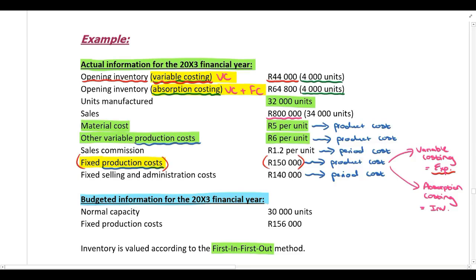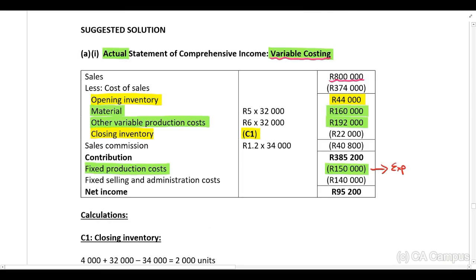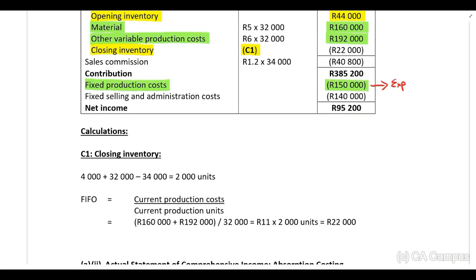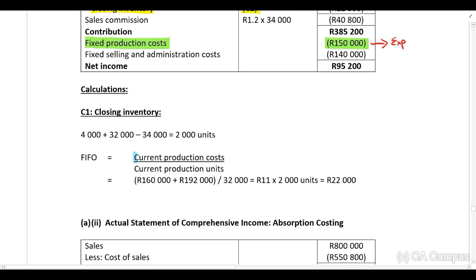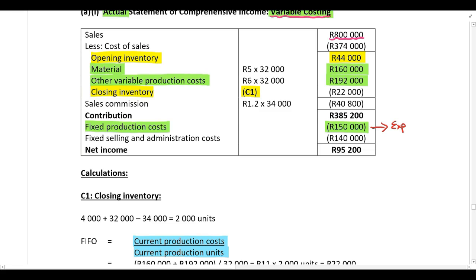And again, please note in the question we were told that the company values their inventory using the first in, first out method. So we have already looked at this. The formula that I provided you with in order to value inventory using the FIFO method is we take our current production costs and we divide by our current production in units. So your current production costs come directly off the face of your statement of comprehensive income. There's my current production costs for material and for other variable production costs.